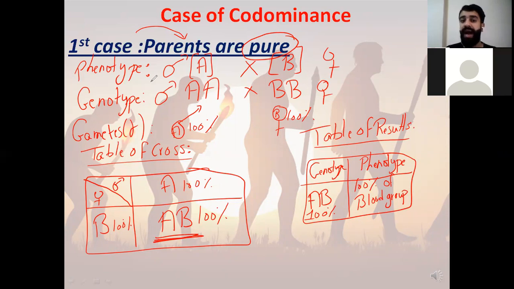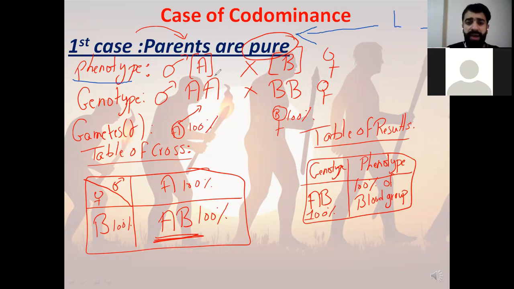So here I start first with the phenotype of the parents. I said here the parents are pure. I gave you the hint here that the parents are pure. Sometimes I'm going to say that the parents are hybrid, and we are going to see it in the second example. You can use this parenthesis if you want to talk about the phenotype.